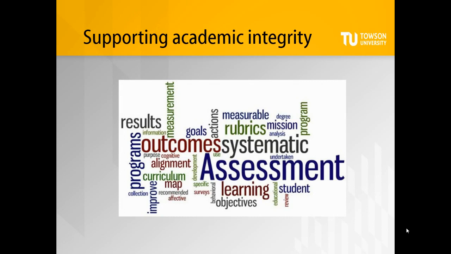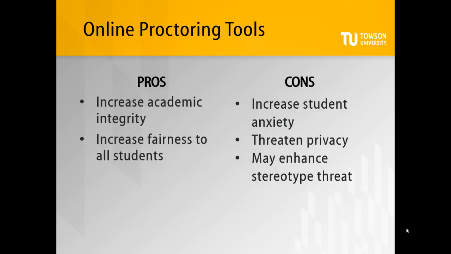Let's talk now about supporting academic integrity. There are online proctoring tools available outside the university. However, there are pros and cons associated with using online proctoring tools. Pros include increasing academic integrity and testing fairness. Cons include increasing student anxiety, threatening privacy, and enhancing stereotype threat.